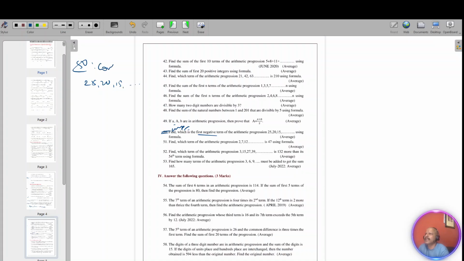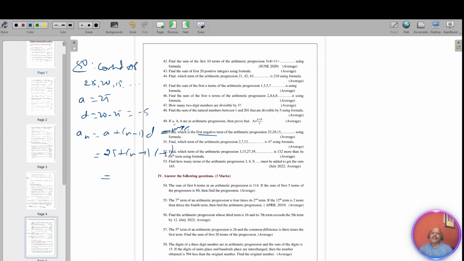Consider the AP. First term is 25. D is what? 20 minus 25 becomes minus 5. First find AN here. We don't know N also. AN is equal to A plus N minus 1 into D. You substitute the values of A and D. A is 25 plus N minus 1 into D, which is minus 5.